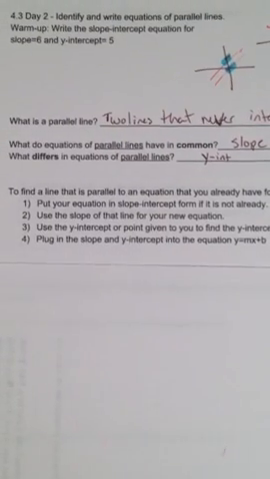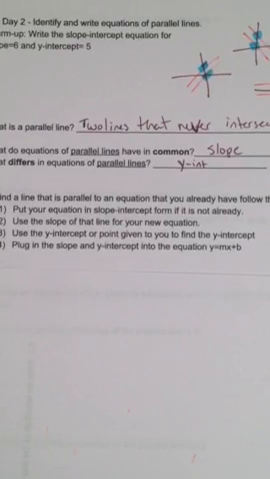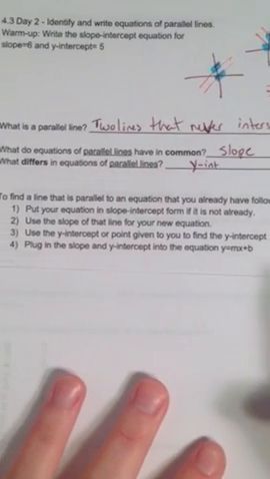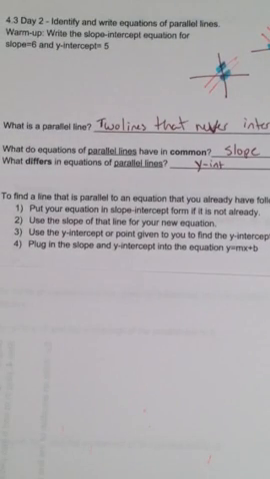So I have all these steps written out for you. To find a line that is parallel to an equation that you already have, follow these steps. The words might be cut off a little bit, but these are typed in your notes. Put your equation in slope-intercept form if it is not already. Some of the equations they'll give you, you'll be like, oh, they're already in slope-intercept form, I'm totally good. If they're not, then you need to solve for y, which we learned how to do yesterday. Use the slope of that line for your new equation.